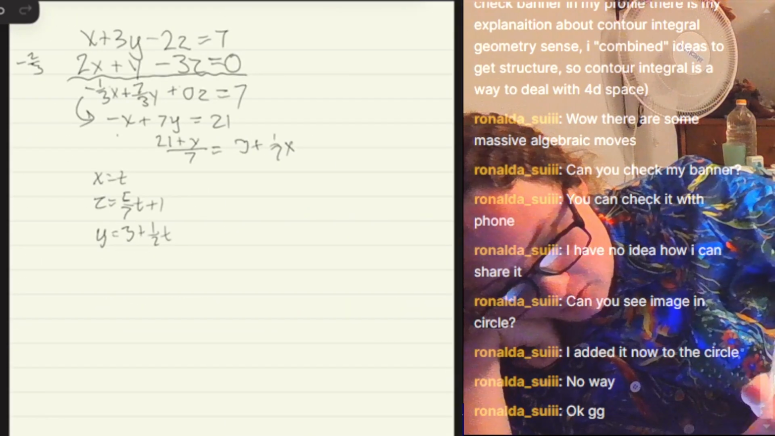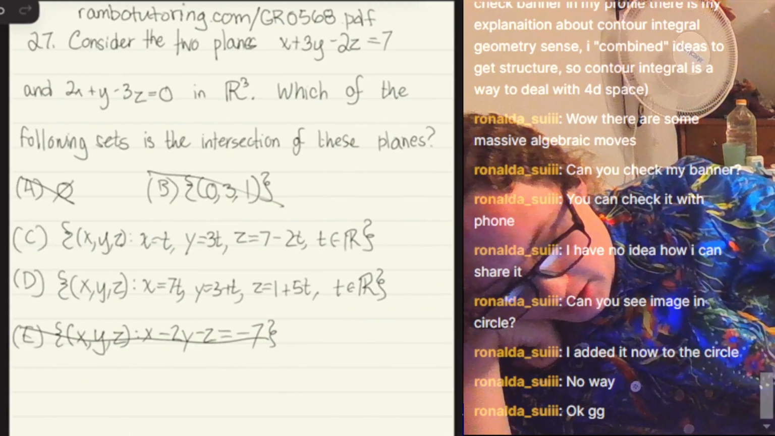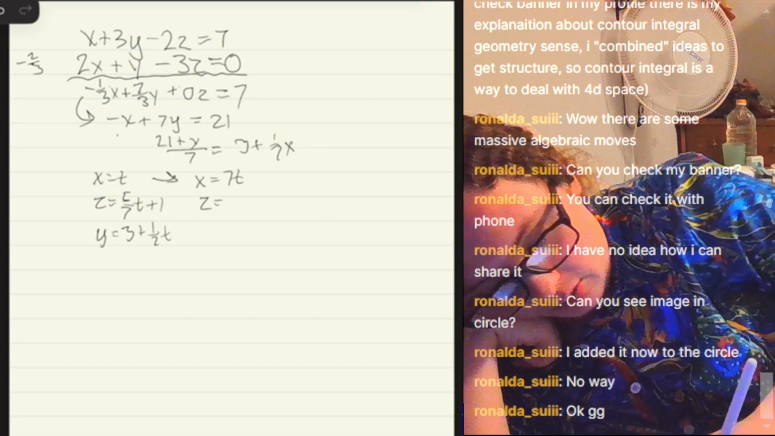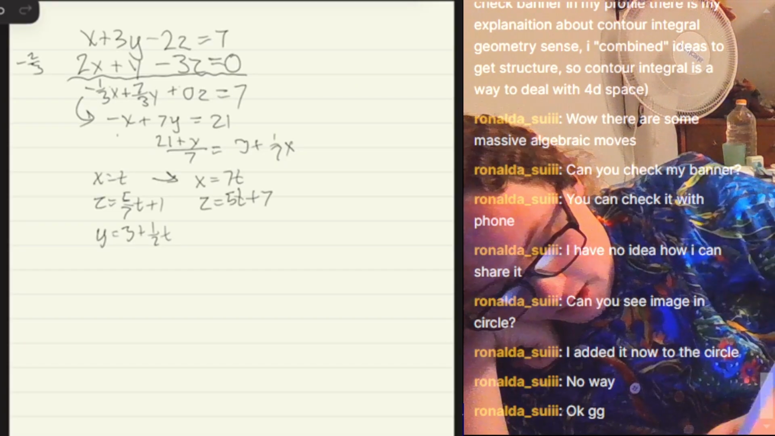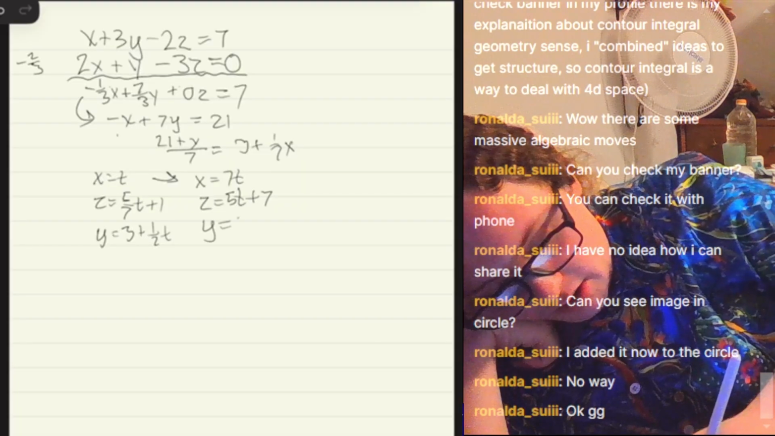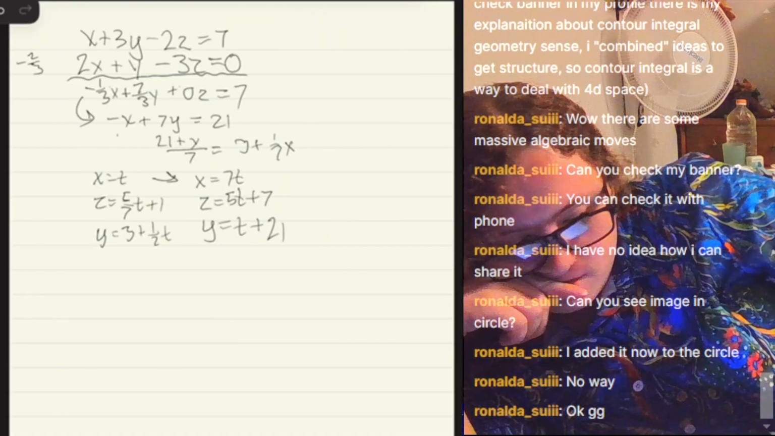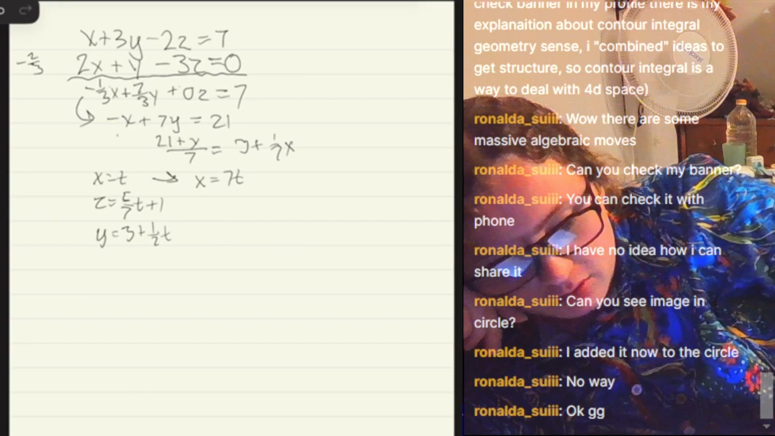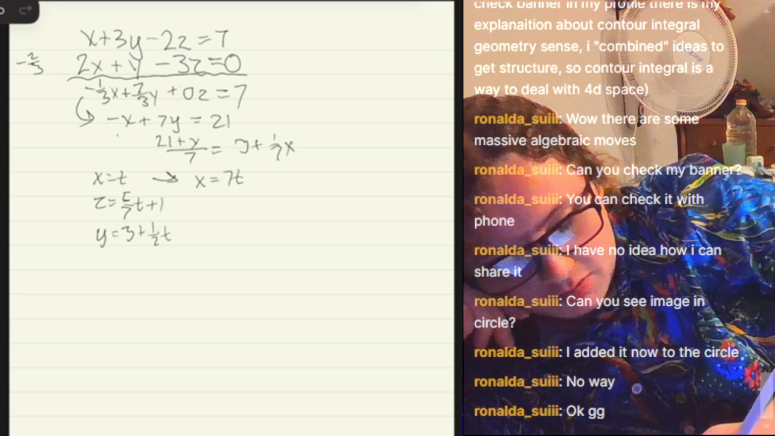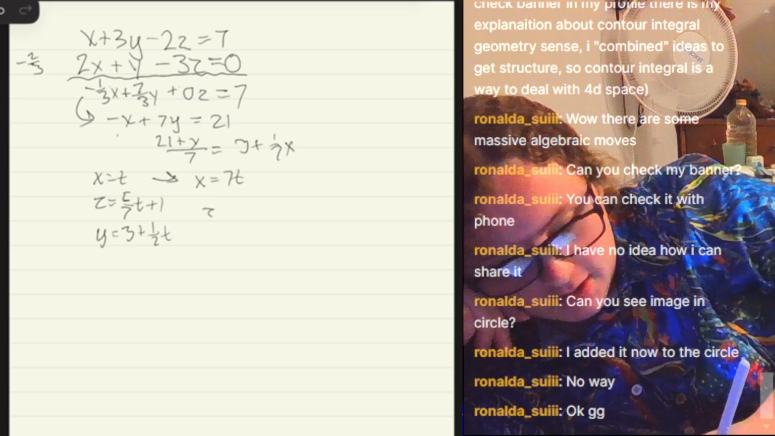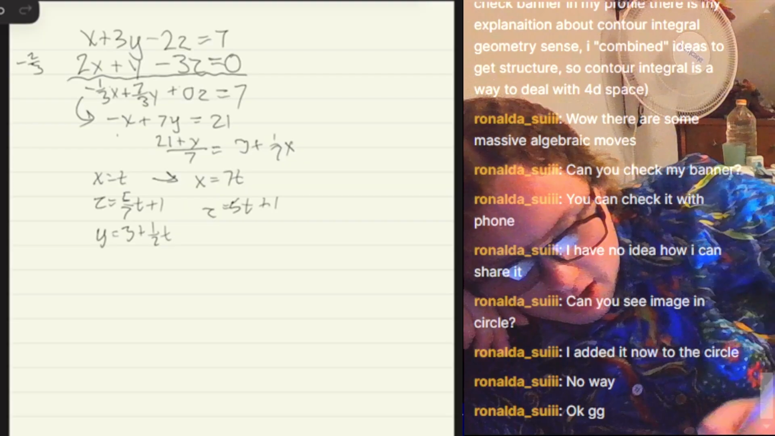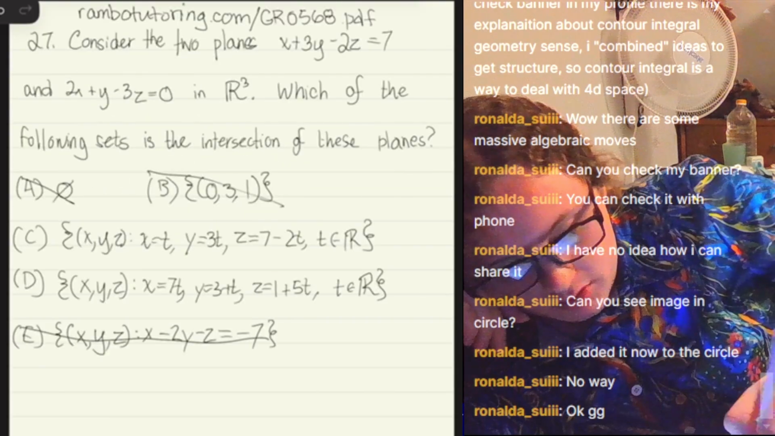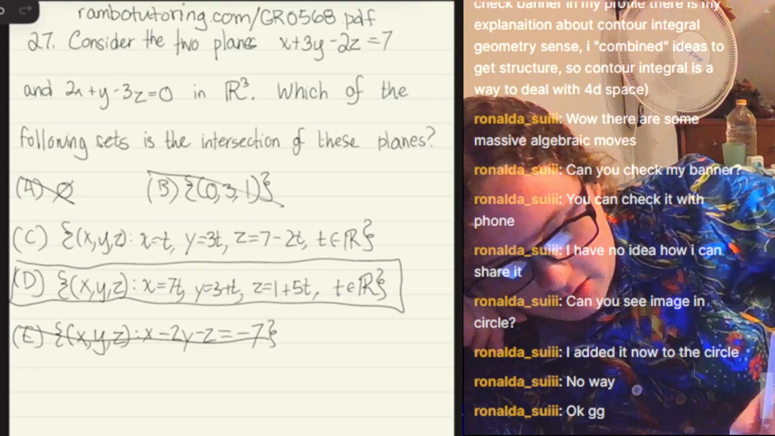And what do we get? If we multiply this by 7, we get x equals 7t, z equals 5t plus 7, and y equals t plus 21. Oh, of course, we're not multiplying the whole thing by 7. We're just multiplying the t by 7. So it becomes z equals 5t plus 1, and y equals t plus 3, which is what we get here. So the answer is D.